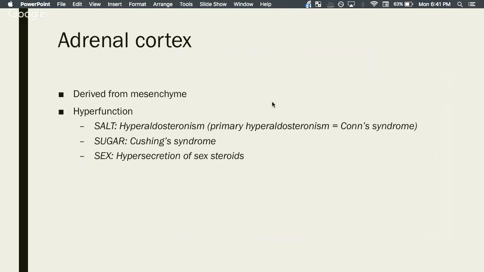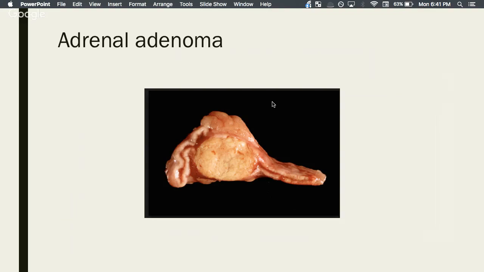And your cortex. If you have a hyperfunctioning cortex, you end up with hyperaldosteronism, which is Conn's, or Cushing's, or hypersecretion of sex steroids. So you can kind of break it down just that way. And that's what an adrenal adenoma looks like.